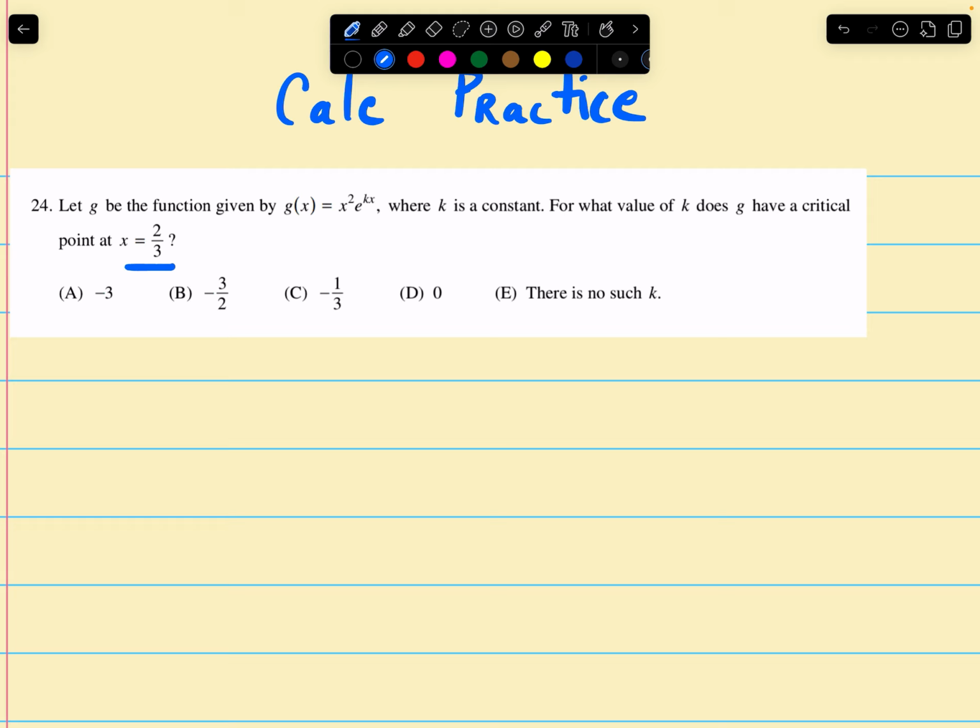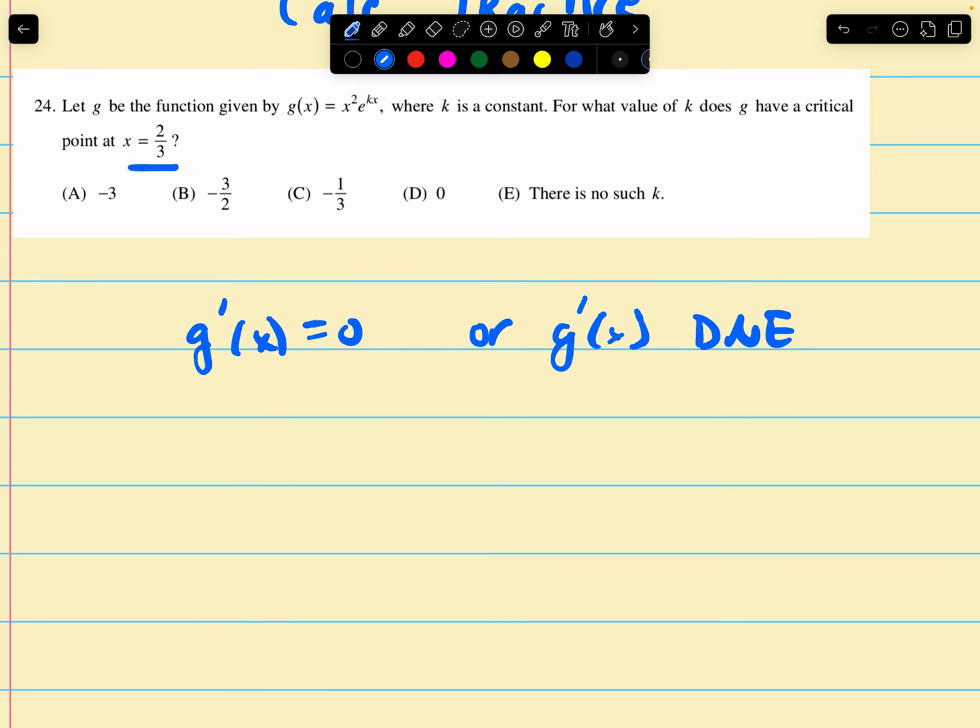All right, so the first thing we're going to do is take the derivative, right? So we know that a critical point is when the derivative equals 0 or the derivative does not exist and yet is in the domain of the original function. So let's take the derivative.